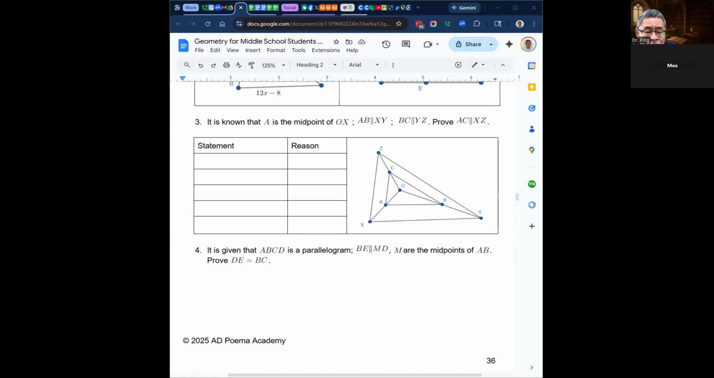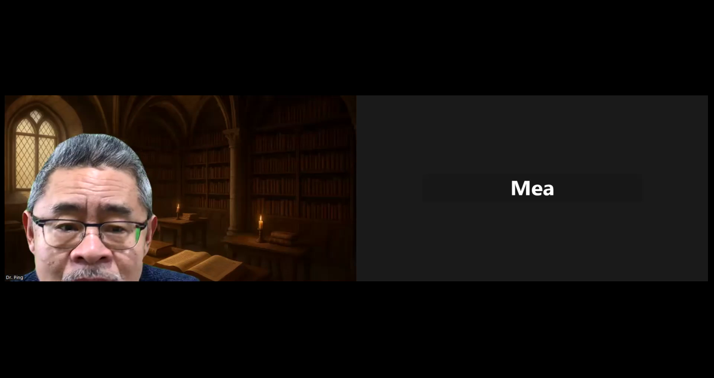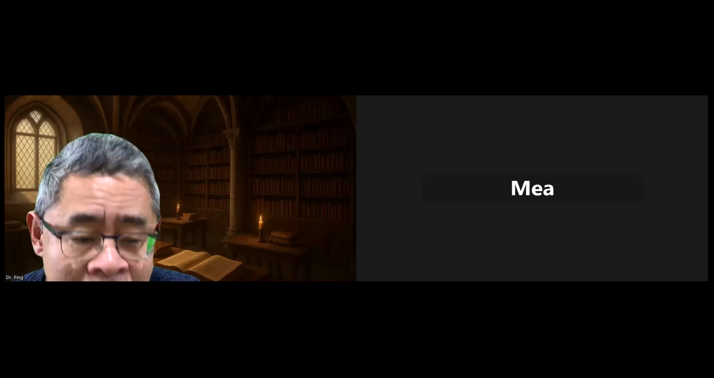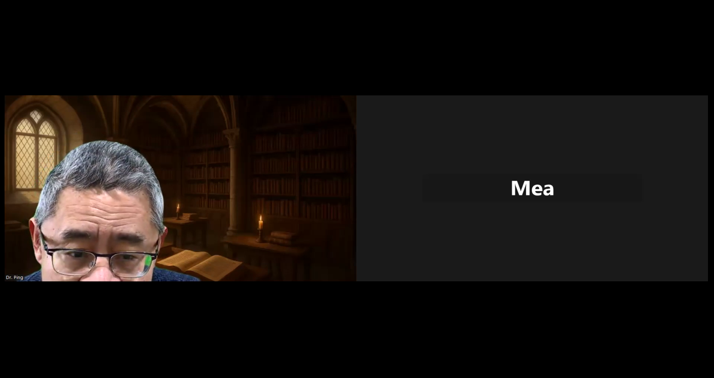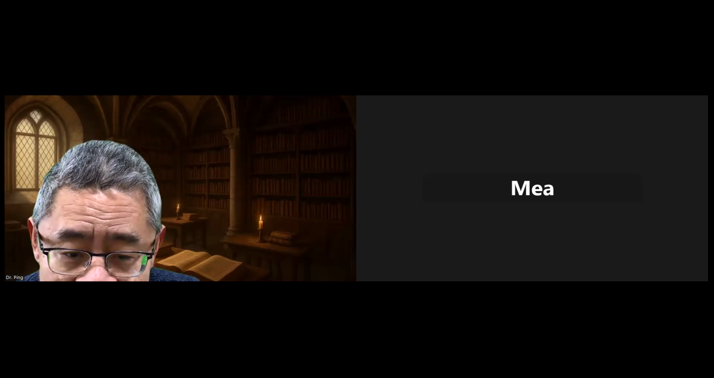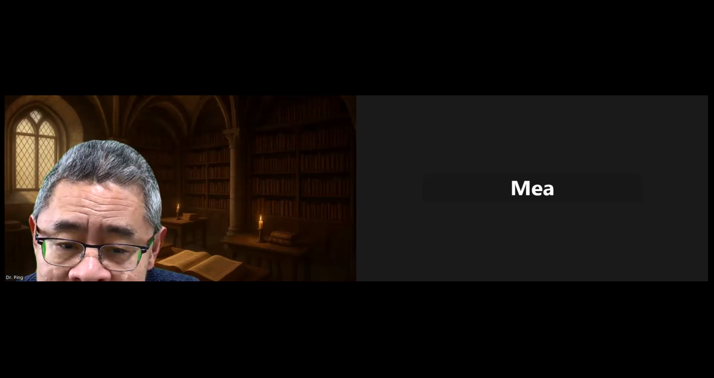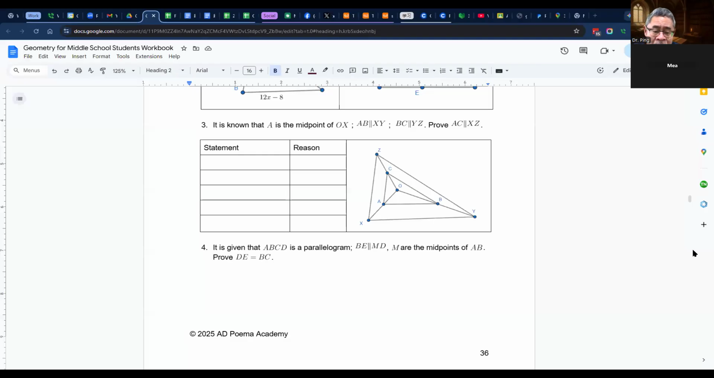Okay, then we're going to use that to prove. Let me actually make that bigger. Use those theorems. Okay, first of all, we know A is the middle point. A is the middle point here. And AB is parallel to XY.